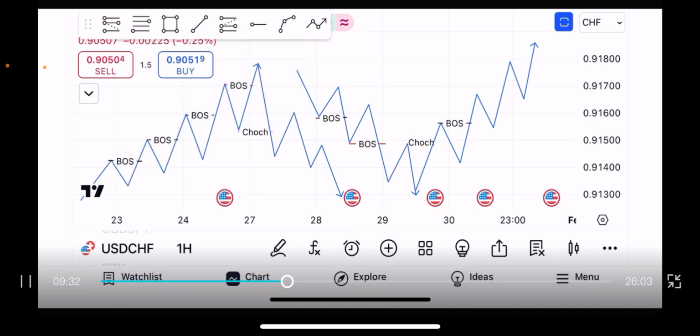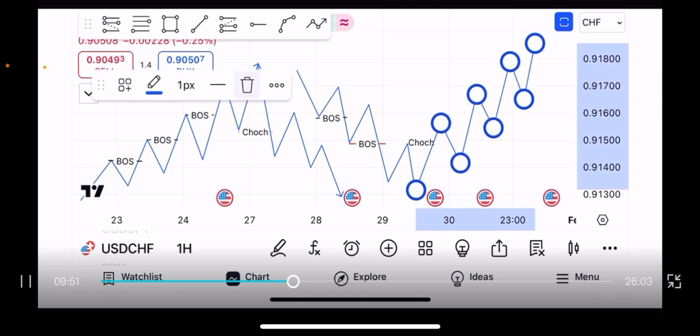So I hope you understand what market structure is and what the shift of market structure is. This is a very detailed explanation about what market structure is. That is all you need to be profitable in this market, and I'm going to show you why. So let me delete all this out.